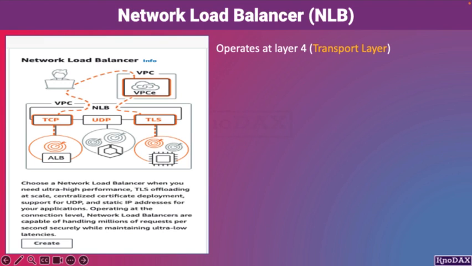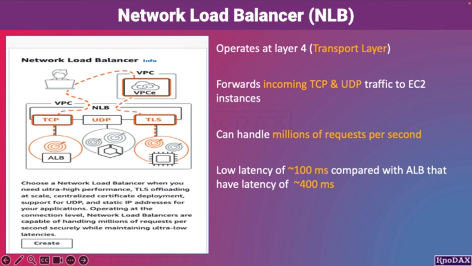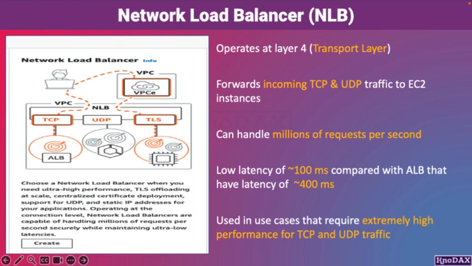Network Load Balancer, also called NLB. It works at Layer 4, forwarding incoming TCP and UDP traffic to EC2 instances. Network load balancers can handle millions of requests per second. They have low latency in the range of 100 milliseconds compared with ALB that have latency in the range of 400 milliseconds. NLBs are used in use cases that require extremely high performance for TCP and UDP traffic.